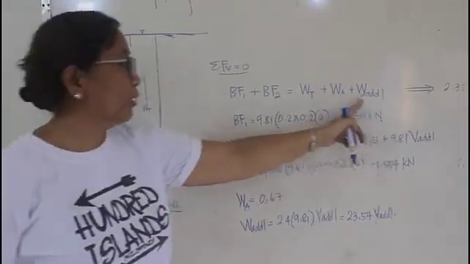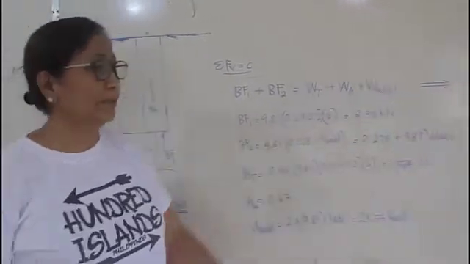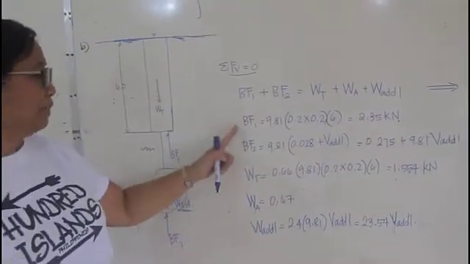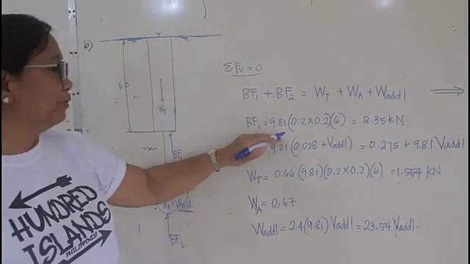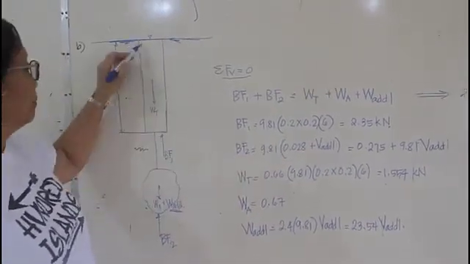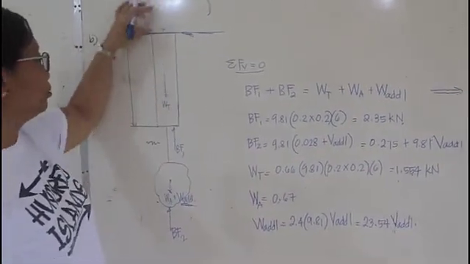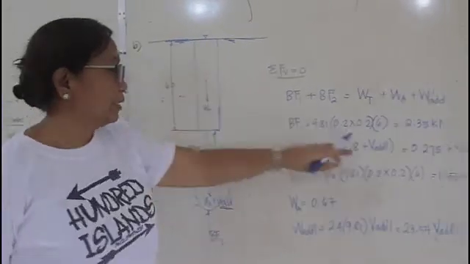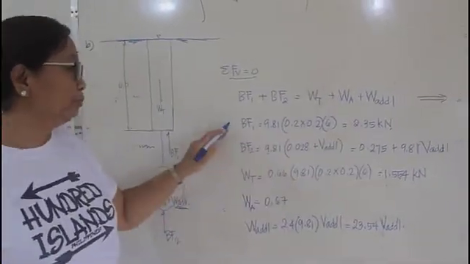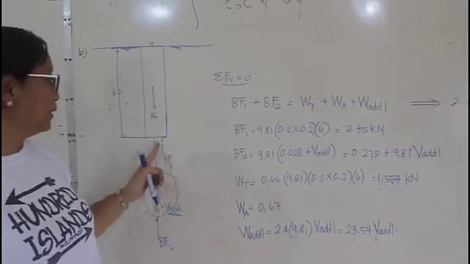Okay? Ito yung weight ng anchor na, ang dati, tsaka dinagdagan. Okay? So, what is BF1 now? The volume of the fluid displaced. So, ang volume na nito, yung volume na ng 0.2 by 0.2 na 6 liters. Okay? So, 2.35 na yung buoyant force acting on the timber.